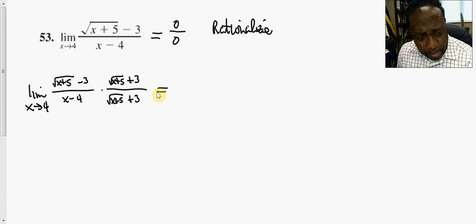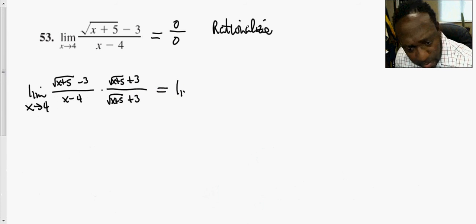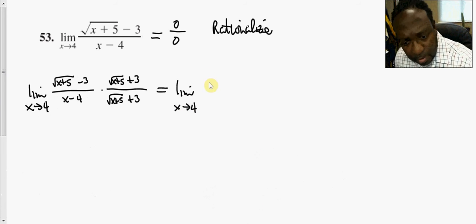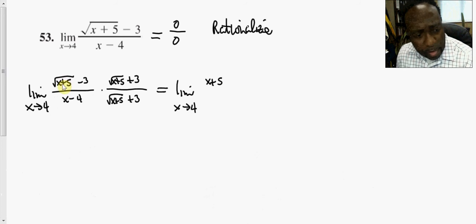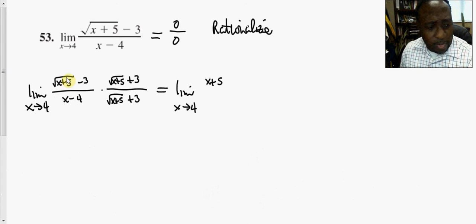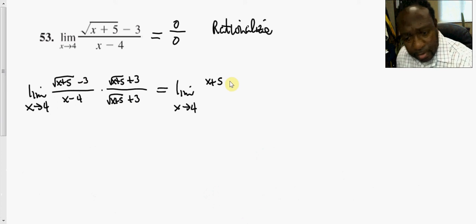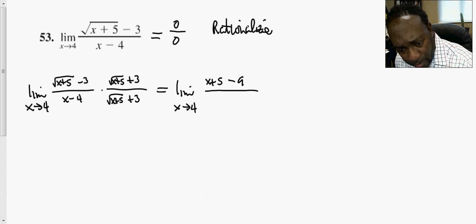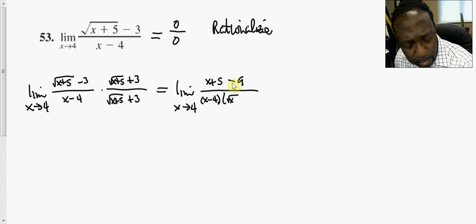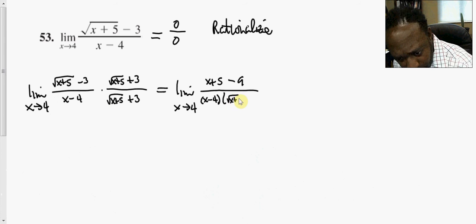So we multiply the numerator times the numerator. So this is the limit as x approaches 4. First times the first is x plus 5. And you know that since we multiply by the conjugates, the outer times the outer and the inner times the inner are just the opposite, so they cancel out. So this is just the last times the last, which is minus 9. This is all over, leave that like it is, just put parentheses there, x minus 4 times the parentheses square root of x plus 5 plus 3.